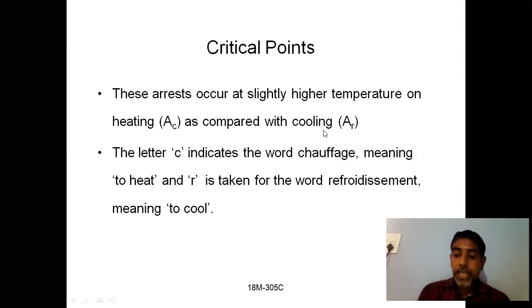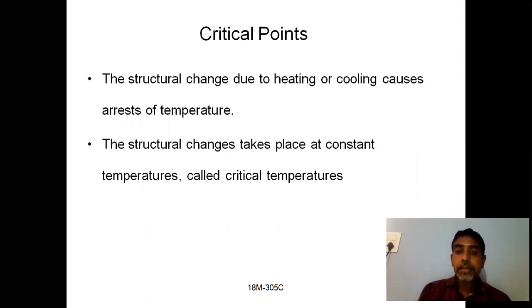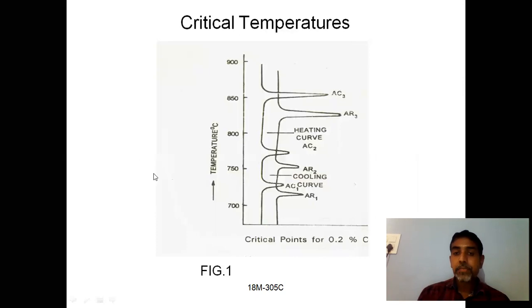So if you observe the diagram, I am going back again. If you see here, one is for the heating curve and one is for the cooling curve. AC3 is more than AR3, AC2 is more than AR2, and AC1 is more than AR1. So what is AC1 and what is AR1? AR1 is also a critical point, and AC1 is also a critical point. But why is there some difference? They are not coinciding. Why?